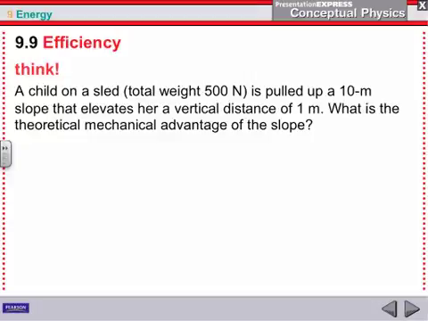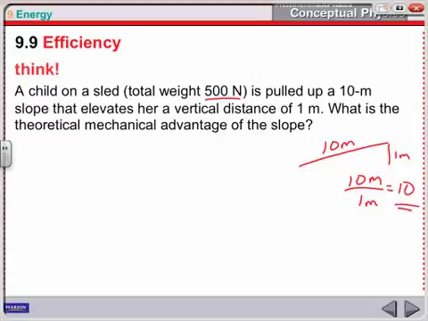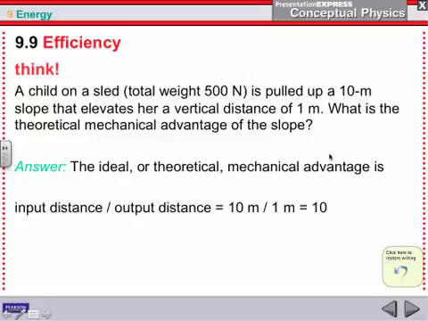All right, so here's this child on a sled. His total weight is 500 newtons. Pulled up a 10-meter slope that elevates her a vertical distance of 1 meter. What's the theoretical mechanical advantage of the slope? Now, we don't really need to know the weight. All we need to know is 10 meters along the incline, 1 meter high, therefore 10 meters over 1 meter. Mechanical advantage is 10. Remember, mechanical advantage does not have a label because the labels cancel. Both meters cancel. So mechanical advantage is one of those weird things that doesn't have a label when you find it.